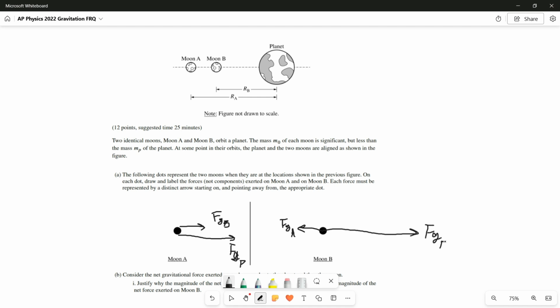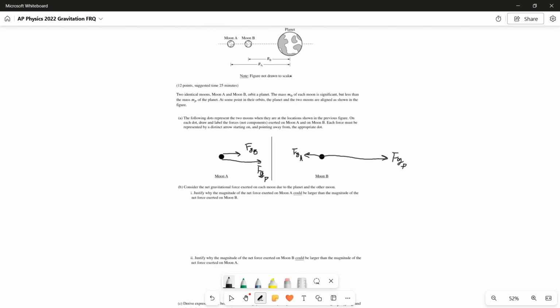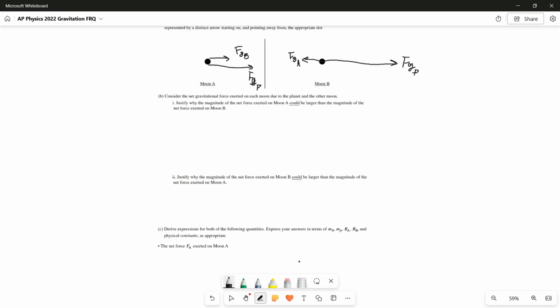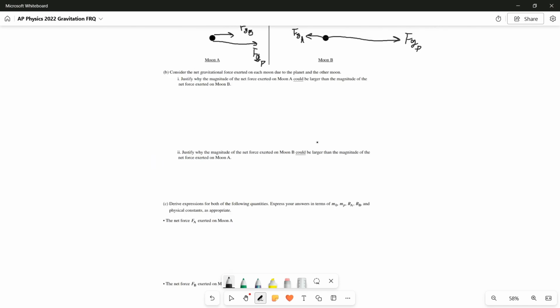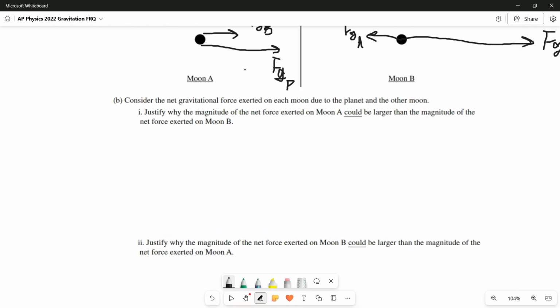All right. So now that we have part A sorted out, let's move on to part B. Now, sometimes I would actually do part C first because it's more mathematical, but I'm feeling like I could tackle part B because it honestly isn't too long. Alright, so for part B, we have to justify why the magnitude of a net force exerted on Moon A could be larger than the magnitude of a net force exerted on Moon B. For these hypothetical questions, I like to think about crazy scenarios that are basically impossible in the universe, but are definitely valid in the problem.